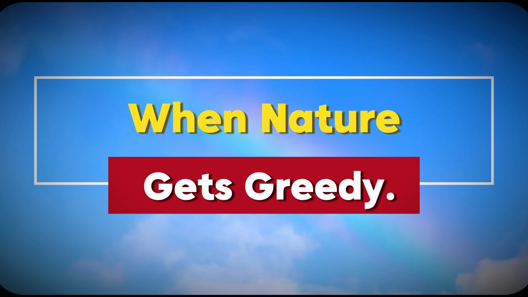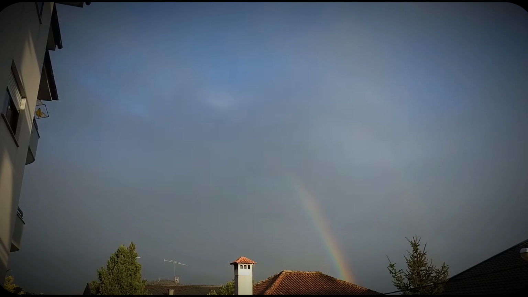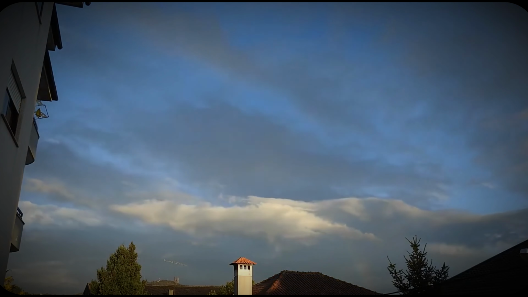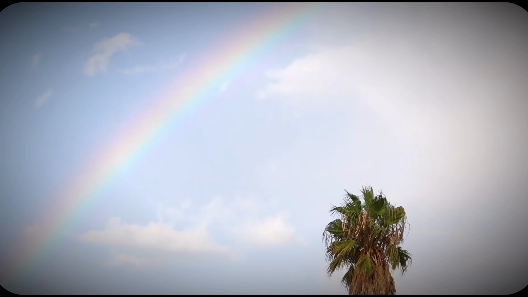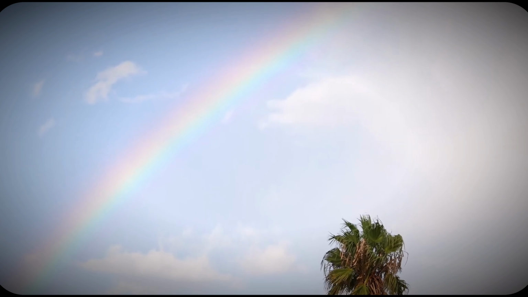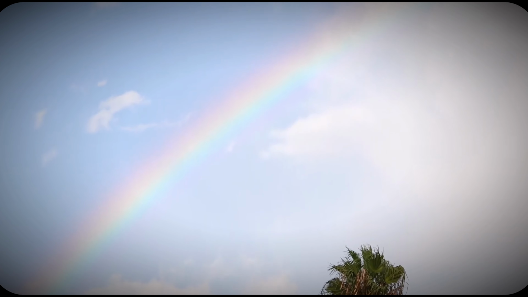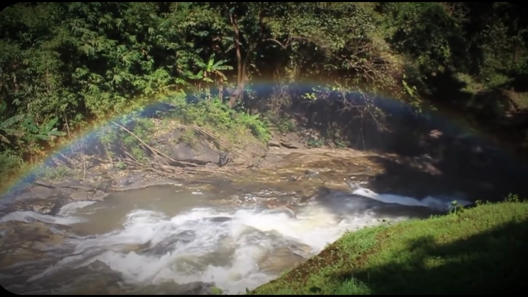When nature gets greedy. Have you ever seen a double rainbow? It's like the universe said, one rainbow is nice, but two, now that's a show. A double rainbow occurs when light is reflected twice inside the water droplet. The primary rainbow appears outside, and the secondary rainbow, which is fainter, appears on the inside. The order of colors is reversed in the secondary rainbow. Red appears on the inside, and violet on the outside. It's like the rainbow decided to throw a party, and everyone's invited.